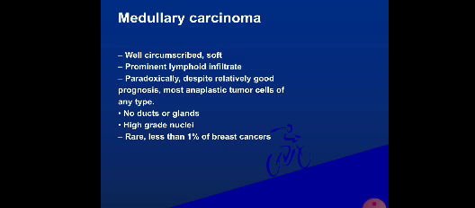Next category is medullary carcinoma. Well circumscribed soft tumor masses. Prominent lymphoid infiltration is a very characteristic feature of medullary carcinoma. If you get malignant cells with excessive prominent lymphoid infiltrate, the diagnosis is medullary carcinoma. Paradoxically, despite a relatively good prognosis, most anaplastic tumor cells of any type.